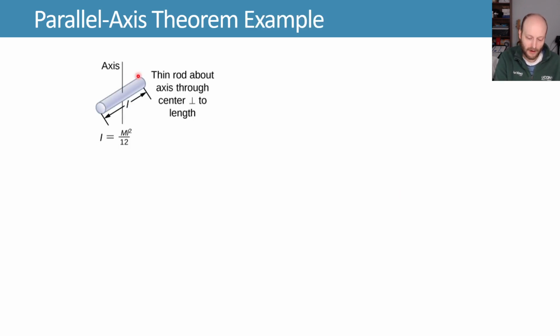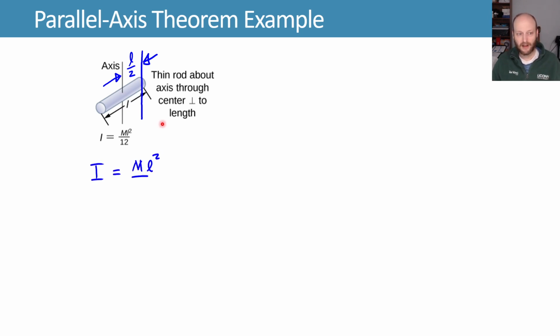If we have our rod, where we know the moment of inertia about the central axis as ml squared over 12, let's say that we want to find the moment of inertia of this about some parallel axis that's offset by L over 2. So rather than the central axis, we want it on the end here. We can start with our central moment of inertia. I naught is ml squared over 12.